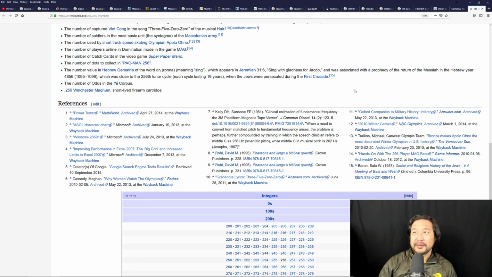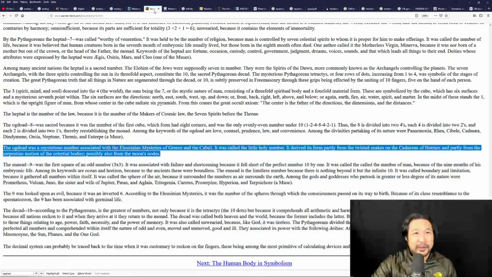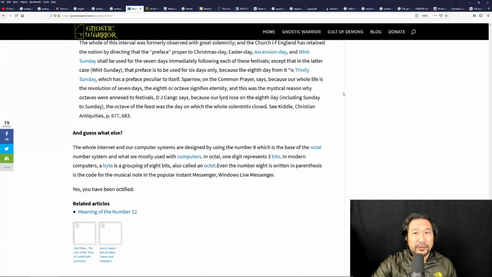Anyways, so 8, 256, squaring the circle, the Ogdoad, from different belief systems, whether it's through paganism, whether it's through Hermeticism, whether it's through the biblical, 8 becomes a very, very big number. And then you've got Pythagoras and a whole bunch of other stuff.